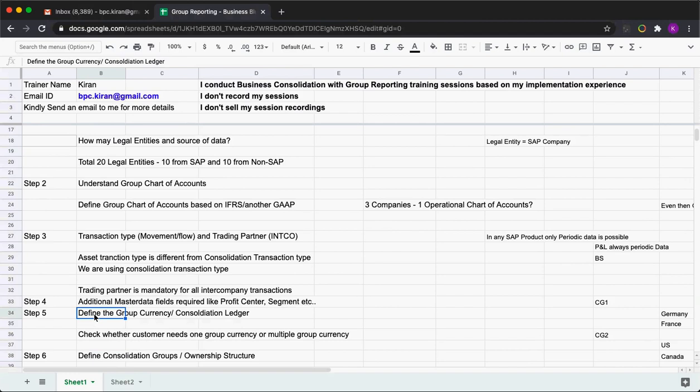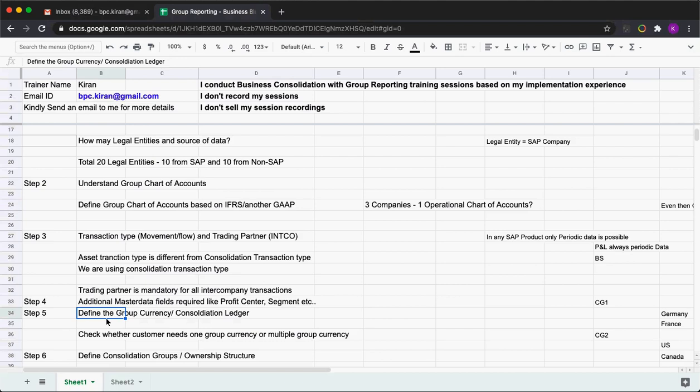Group currency is required. Group currency and the ledger, meaning the FI ledger, both together we call the consolidation ledger. What accounting standards does your customer want to implement, like IFRS, US GAAP or UK GAAP? You have to mention that. And what FI ledger are you going to use for IFRS, and what FI ledger for US GAAP? If it's the same ledger, mention the same ledger, and if the same currency, mention the same currency.